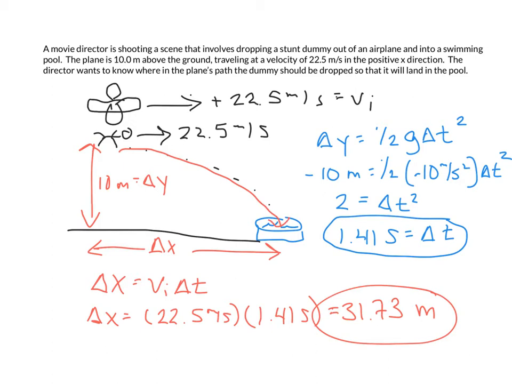Okay, so for the second part of this problem, what would the final velocity of the dummy be as it struck the pool? So again, the dummy is going to fall in a path that looks kind of like this. So here's where it hits the ground, or in the pool actually. So we know that it's going to have a velocity in the x direction, so I'm going to call this Vx, but it's also going to have a velocity in the y direction.